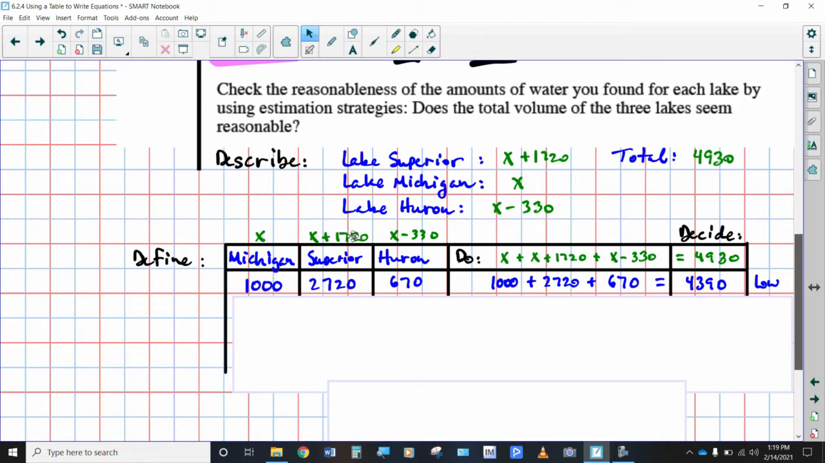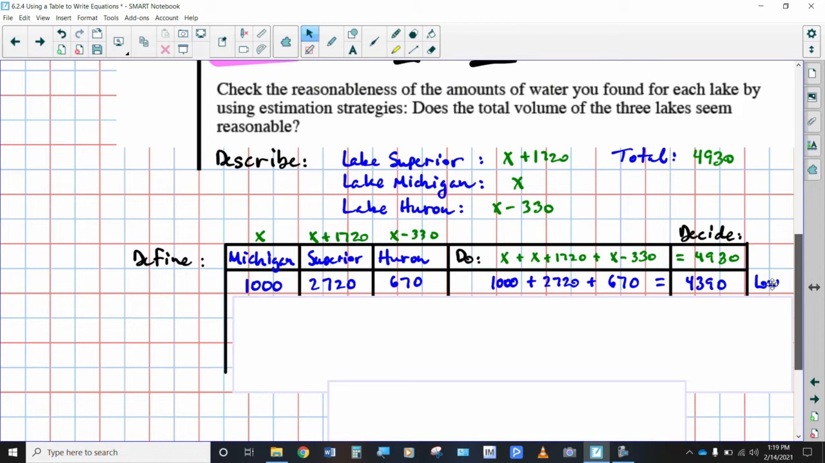When you add 1720 to 1,000, you get 2720. When you take away 330 from 1,000, you get 670. When you add the 1,000 plus 2720 and the 670, that adds up to 4390, which if you're dyslexic looks the same, but it's not.